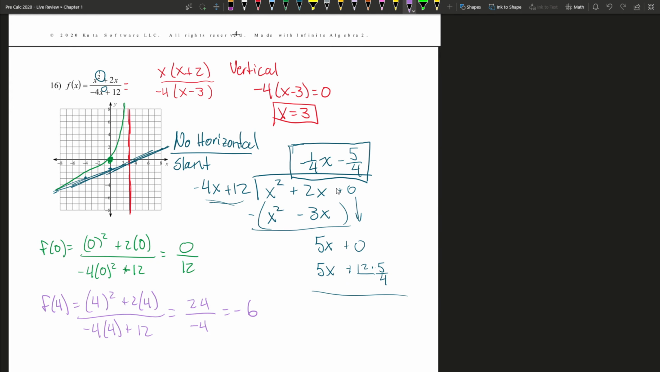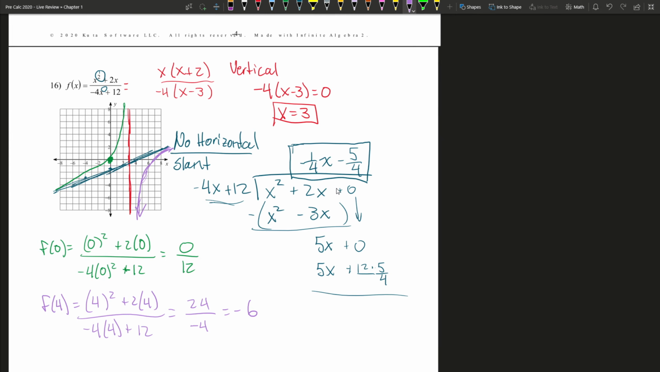That's -6. That's going to be below our slant. So then our graph on that side will look like this. Again, a little bit more confusing because there's a slant and because there's some fractions involved. The concept is still the same.